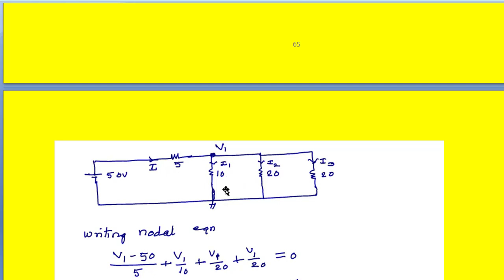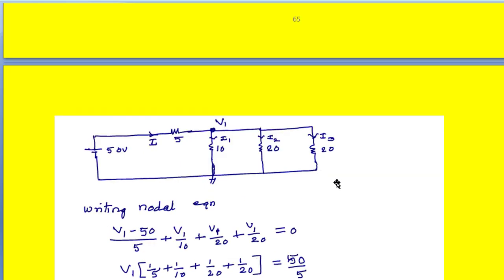From the source the total current supplied is I, and the current flowing through this 10 ohms is I1. Through this 20 ohms, let us say it is I2, and through this 20 ohms the current flowing is I3. Now to find this I3 we apply the nodal method. So let us say this is the node and this is the reference. So let us apply the KCL here.